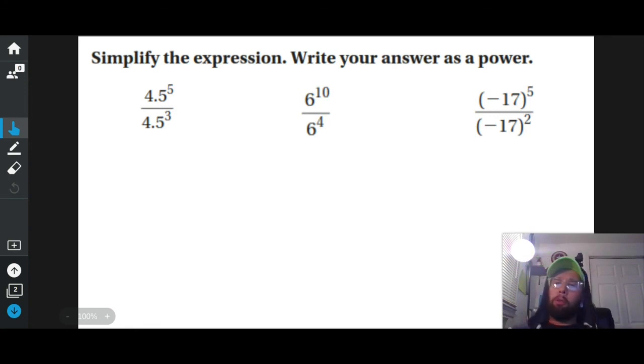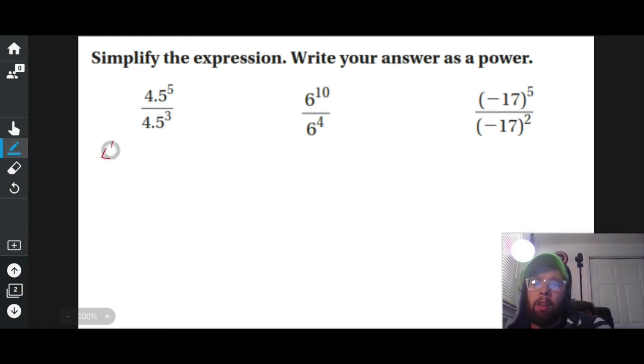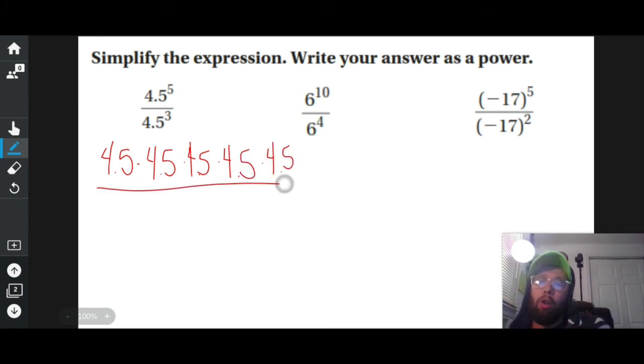In this case, we're going to deal with a quotient property of powers. I'm going to treat the first three problems similarly to the previous video, where when we saw 4.5 times 10 to the fifth, we just ripped it apart. 4.5 times 4.5 times 4.5 times 4.5 times 4.5 all over 4.5 times 4.5 times.